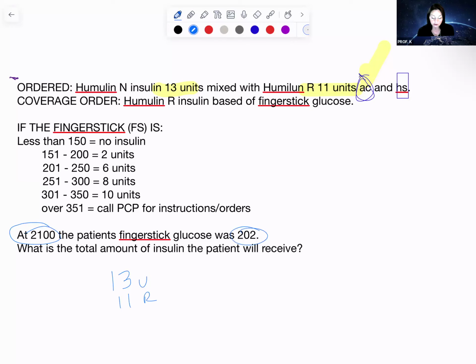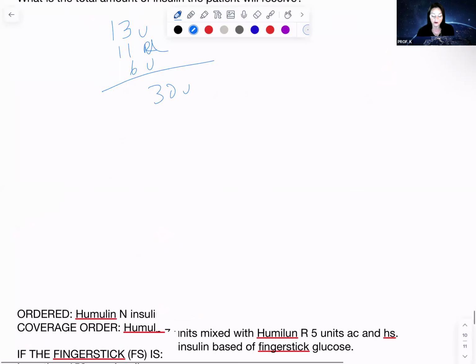But his blood sugar was 202. Where does 202 fall in this coverage order right here? So he's going to get an additional 6 units. So then I just add it all up, and that's 30 units. Beautiful. All right, one more, and then we're moving on.